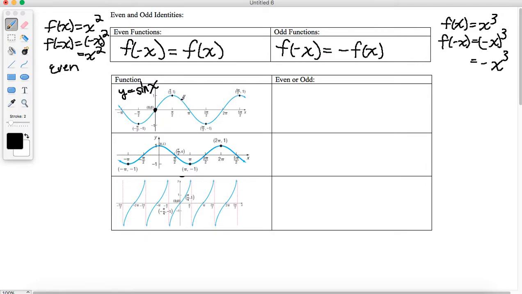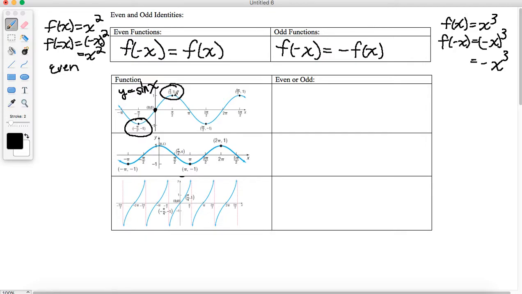One way to do it is graphically, because we have our trig functions. Doing it algebraically may be a little difficult to think about. So I have the graphs here, and I'm just going to look at a couple of points. This point right here is pi over 2, 1. This point right here is negative pi over 2, negative 1.